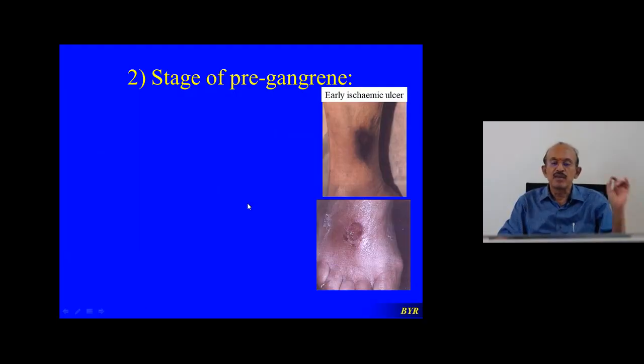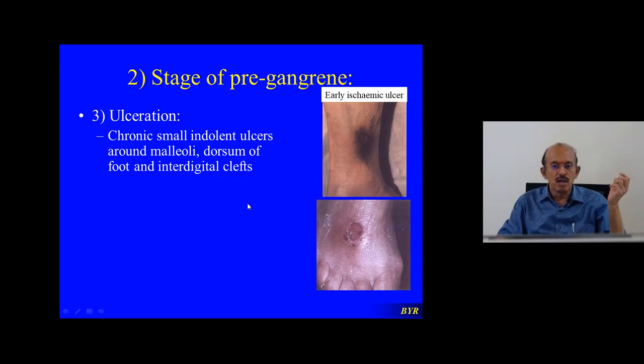So stage of pre-gangrene means there will be rest pain, there will be color changes. Initially there will be pallor on elevation, then pink color on dependency. Later there will be fixed discoloration. Next, the other features being ulceration. Chronic small indolent ulcers around malleoli, dorsum of foot and interdistal clefts. So on the dorsum of the foot, around the malleoli and interdistal clefts, first there will be ulceration. Initially there will be discoloration, later that discoloration will lead to formation of an ulcer.